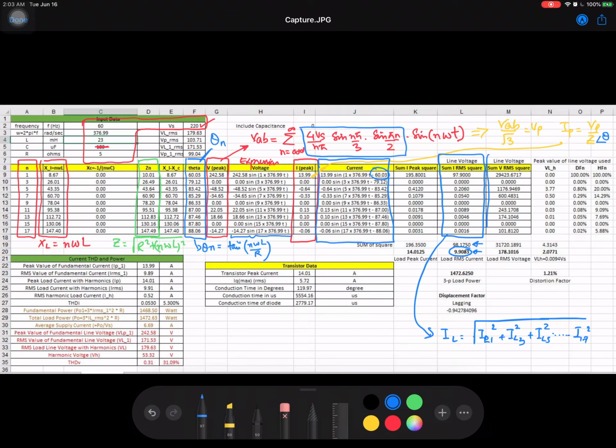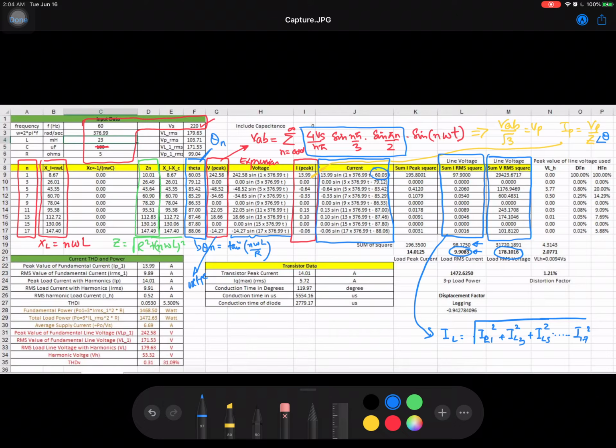Then in this column I have calculated the line voltage considering all the harmonics that we have already seen in the voltage column. This is the peak value; dividing by root 2 we get the RMS, and then taking the square of individual harmonics, summing them together, and taking the square root, you are going to get 178 volt as the RMS voltage when you have the 220 volt DC supply.